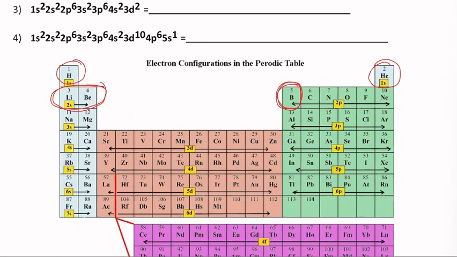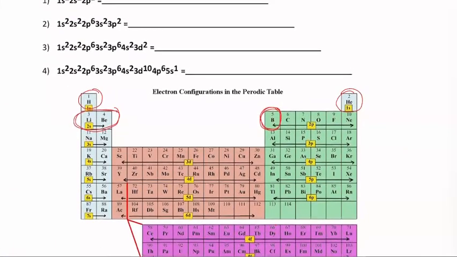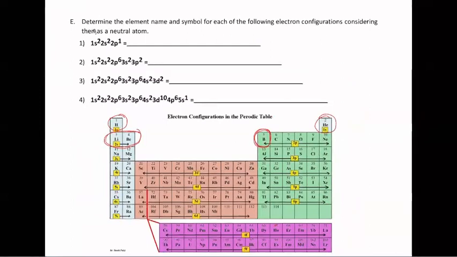So after I go through my process, I see that I land on boron, okay? So that is the element. That's the long way to do this. The symbol is letter B. Now, this is the easy way.